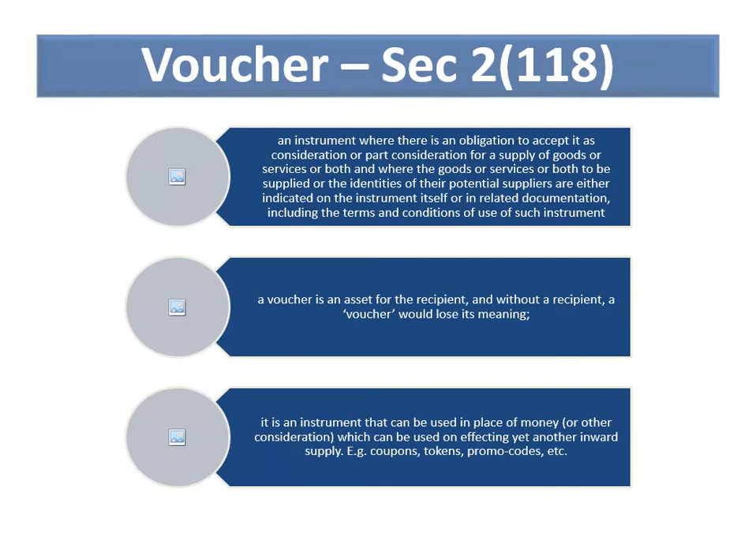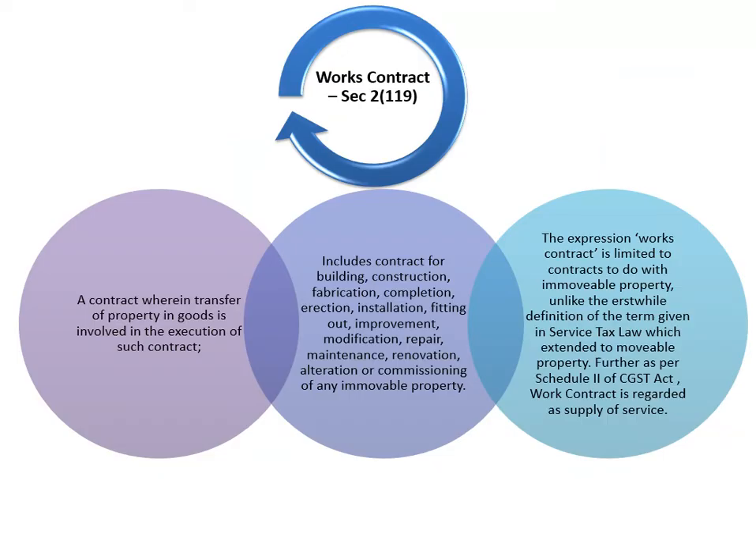Speaking about works contract, the last definition of this presentation altogether, let's just do it. So a contract wherein transfer of property in goods is involved in execution of such contract. It includes contract for building, construction, fabrication, completion, erection, civil works basically, installation, fitting out, improvement, modification, repair, maintenance, renovation, alteration, commissioning of any immovable property, seeing it broadly.